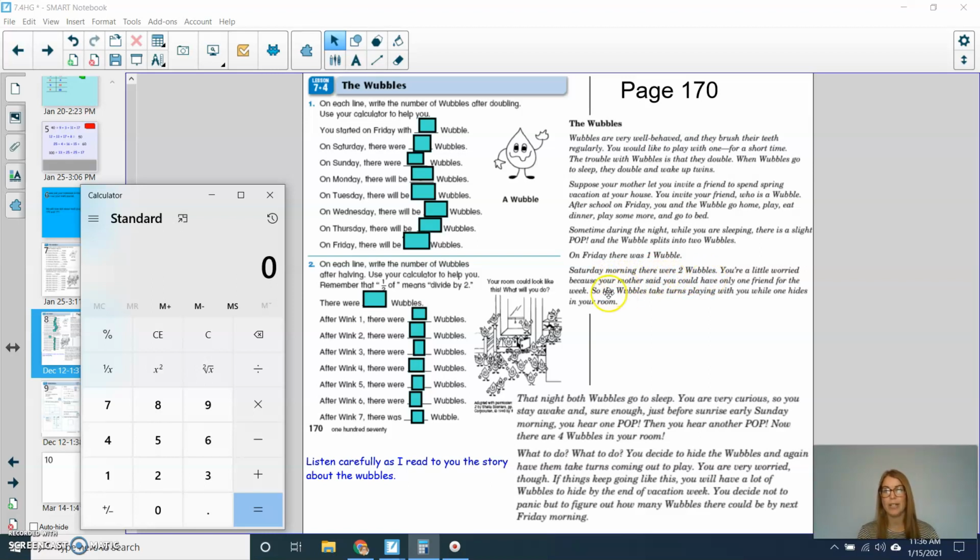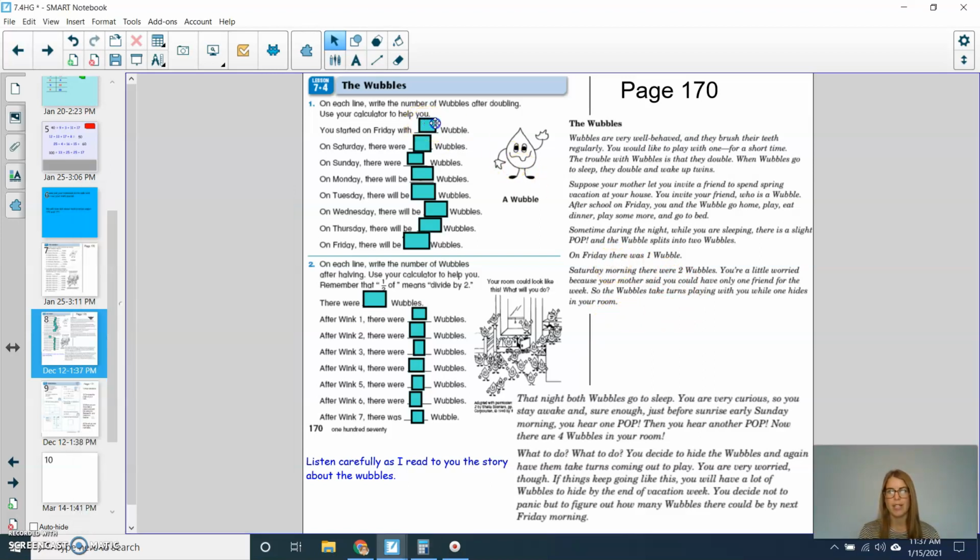You're a little worried because your mother said you could have only one friend for the week, so the Wubbles take turns playing with you while one hides in your room. So let's fill out just a little information that we know so far. We know that on Friday there was one Wubble. And we know that on Saturday morning there were two Wubbles.